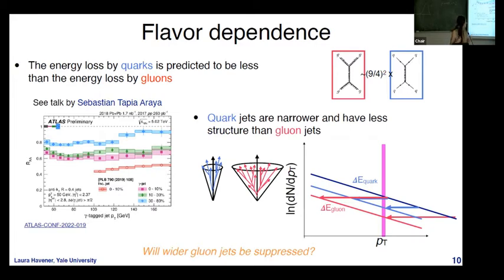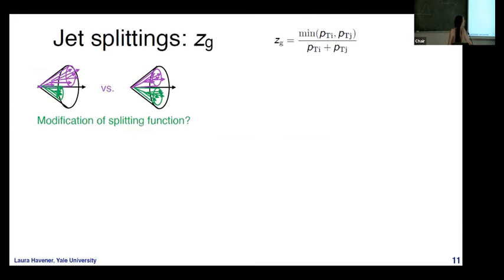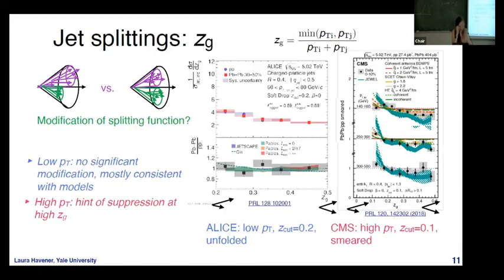So this is just something that can come up in these measurements. Okay, so now I'll talk about the measurements. So first the ZG, so this is looking at how symmetric or asymmetric the splittings are. And this measurement has been done in both ALICE and in CMS. In ALICE, it was done at lower jet pT, and in CMS, it was done at higher jet pT.